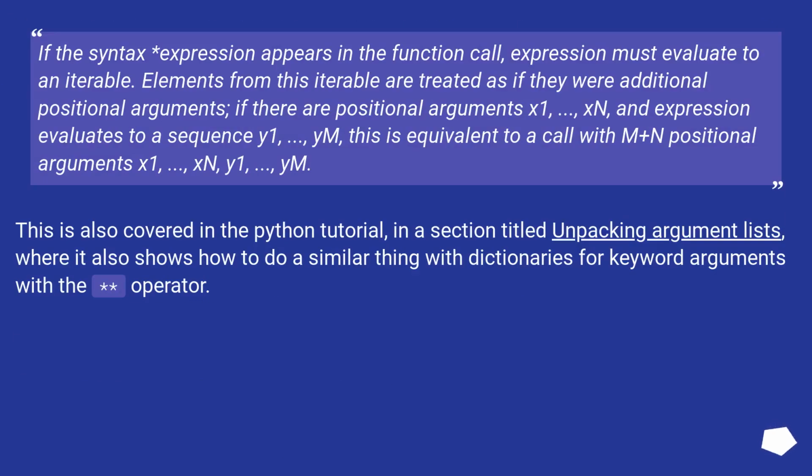From the Python documentation: If the syntax *expression appears in the function call, expression must evaluate to an iterable. Elements from this iterable are treated as if they were additional positional arguments. If there are positional arguments x1, ..., xn, and expression evaluates to a sequence y1, ..., ym, this is equivalent to a call with m plus n positional arguments x1, ..., xn, y1, ..., ym.